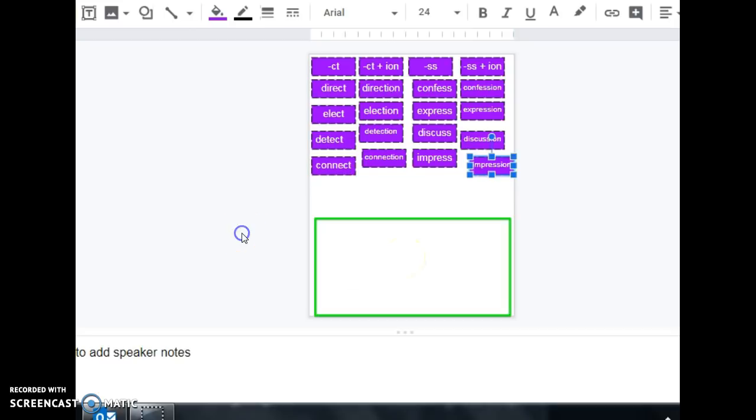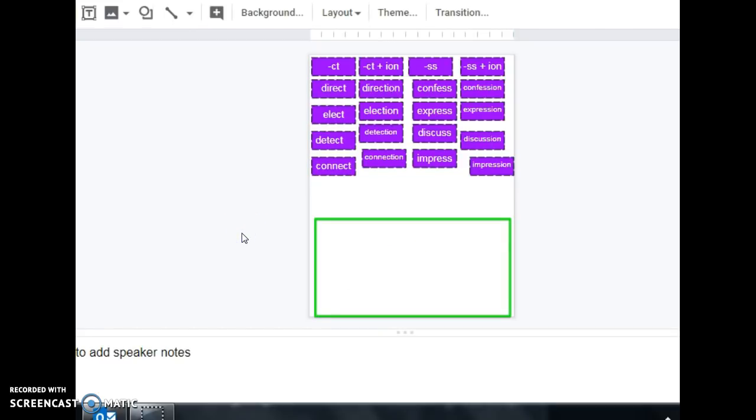What do we notice about these words? Well, all of them have either a CT ending or an SS ending, and then some also have that suffix ION. So we need to listen for the T sound at the end, like in direct, direction. We kind of lose that T sound. And then we have an S sound at the end, confess, confession. So the ION words can be a little tricky, so be very careful of the spelling, whether it's CT-ION or SS-ION.